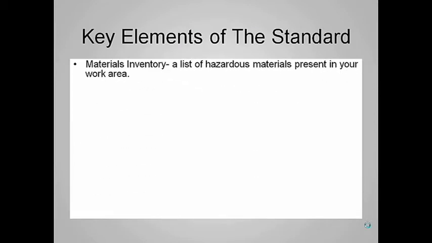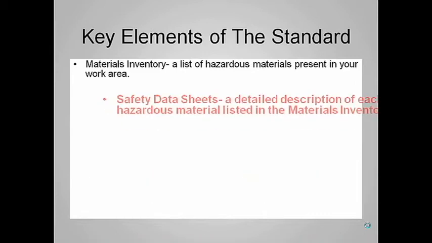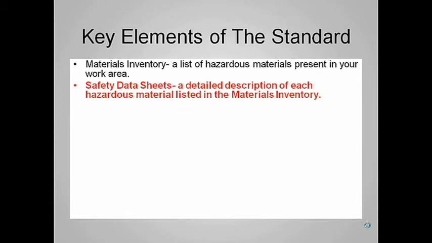The key elements are the inventory, or materials inventory. It's a list of hazardous materials in your work area. Your safety data sheets are a detailed description of each hazardous material listed in the materials inventory. Each station has this inventory, which we'll talk about where they're at here in a few minutes.